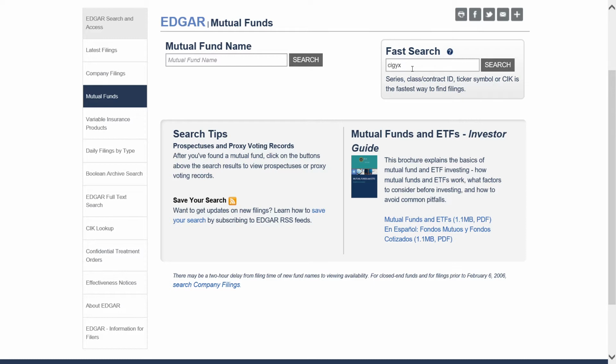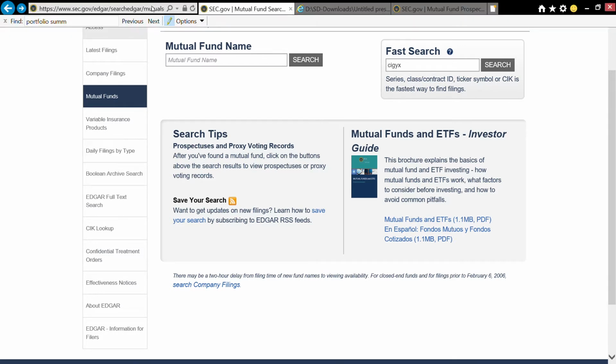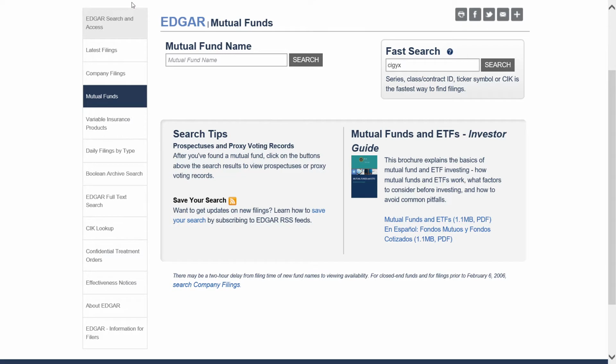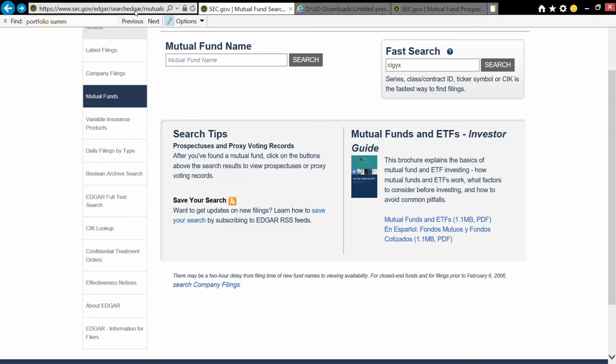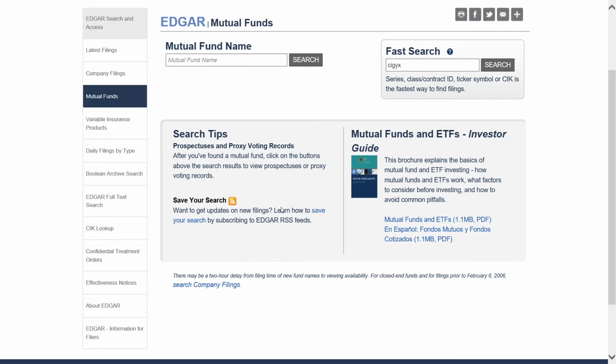For the sake of time, I am going to use a mutual fund symbol that I already had there. Take a look at this URL. That's the SEC website, but this particular URL, the mutual fund search, is the direct page to mutual fund search, because you can do searches of publicly traded companies, but for the purpose of this, we're just doing mutual funds. So I'm going to plug this in, and I'm going to click on search.